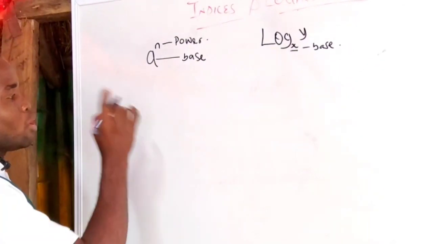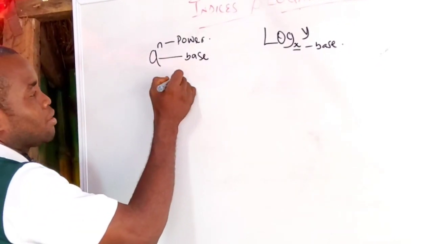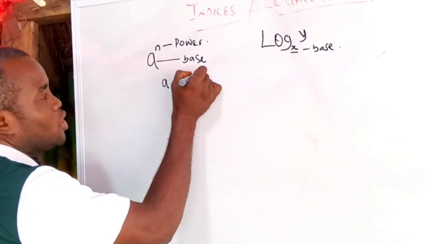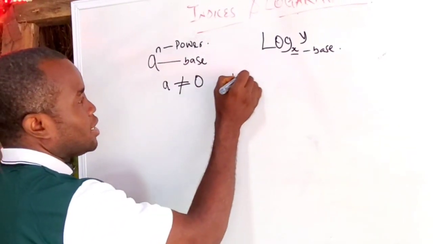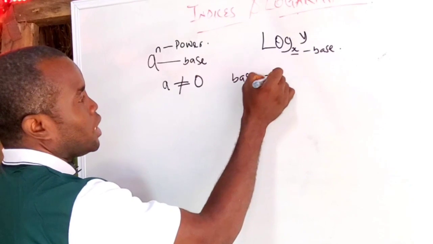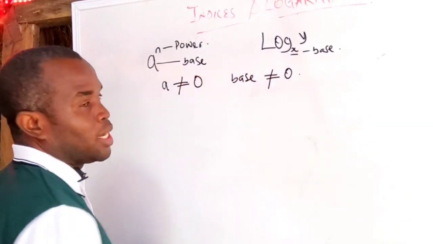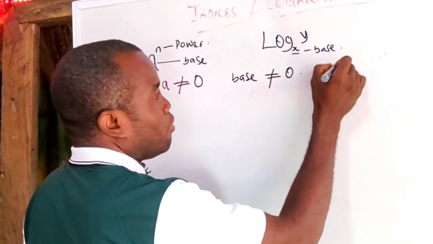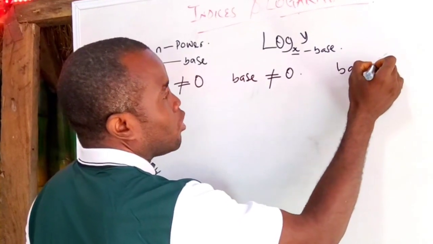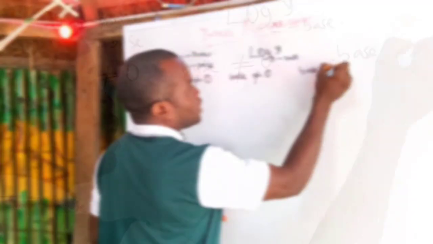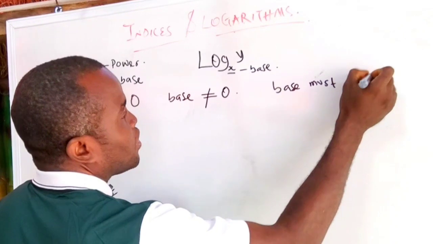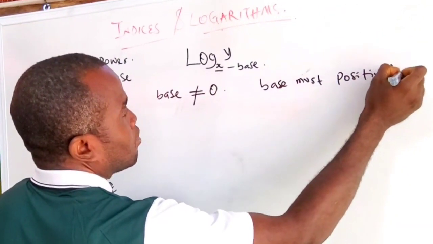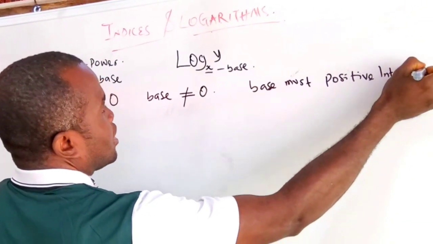Then another thing you must know is that your base must not be equals to 0. It simply means that every one of your base must be a positive integer.